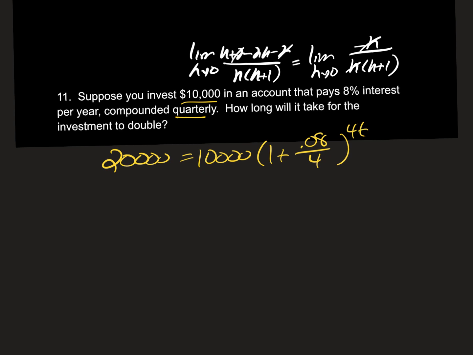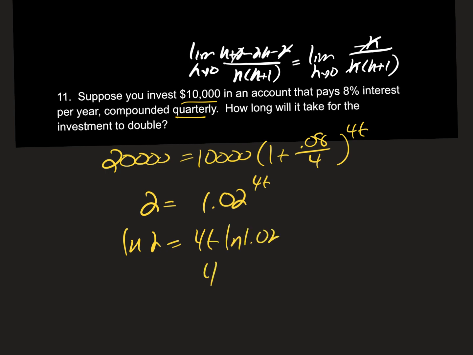They're asking you for t. You don't know what it is. First step, divide both sides by 10,000. That gives you 2. Work out what's in your parentheses. Punch it in your calculator. And you're going to get 1.02 to the 4t power. And then once you get there, you can't find the same base. You've got to do natural log, or log both sides, whichever one you like better. It will not matter.